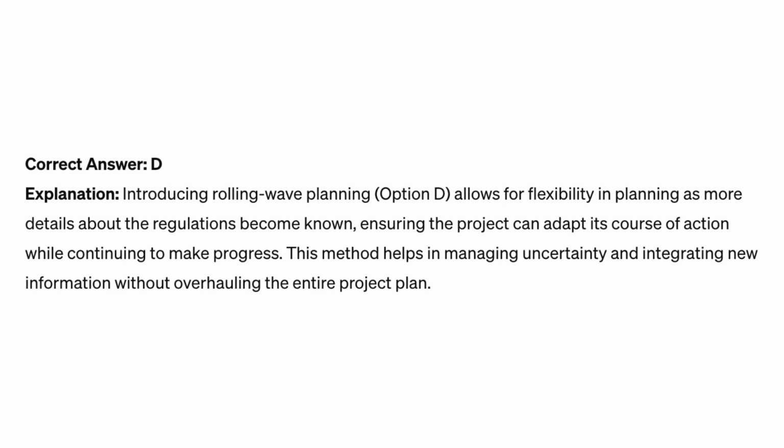Correct answer D. Explanation: introducing rolling wave planning, option D, allows for flexibility in planning as more details about the regulations become known, ensuring the project can adapt its course of action while continuing to make progress. This method helps in managing uncertainty and integrating new information without overhauling the entire project plan.